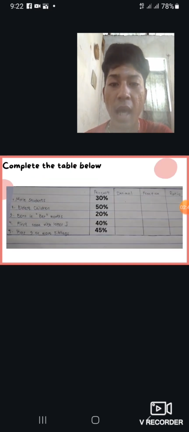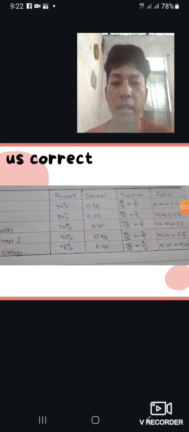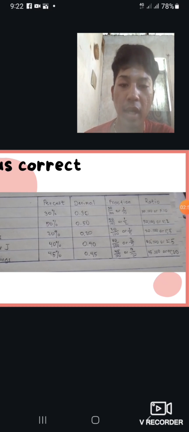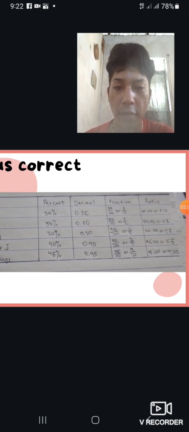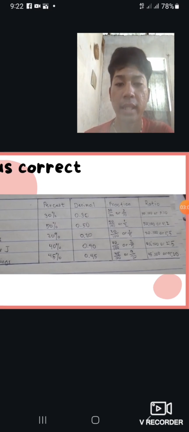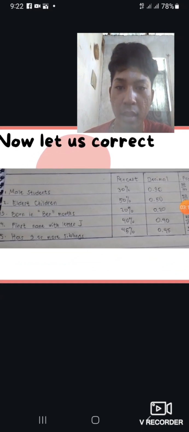So we have here 30% for the male students. The decimal is 0.30, and the fraction is 30 over 100 or 3 over 10. We express it in simplest form by dividing by 10. So we have 3 over 10. In the ratio, we have the first term 30, the second term is 100, or 3 to 10. So it is the same.